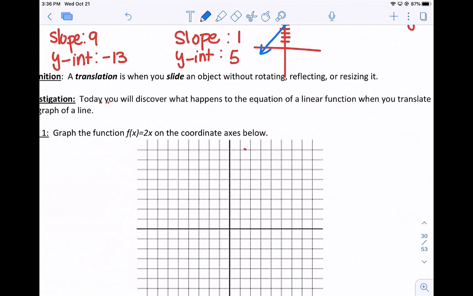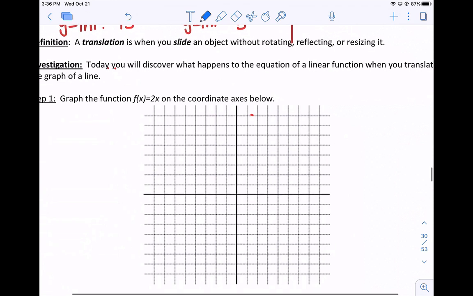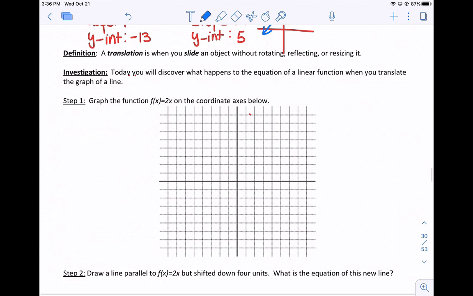All right, so today we have this new definition. A translation is when you slide an object without rotating, reflecting, or resizing it. So in geometry, you talked about translation, sliding an object without rotating, reflecting, or resizing it. In our investigation today, you will discover what happens to the equation of a linear function when you translate the graph of a line.